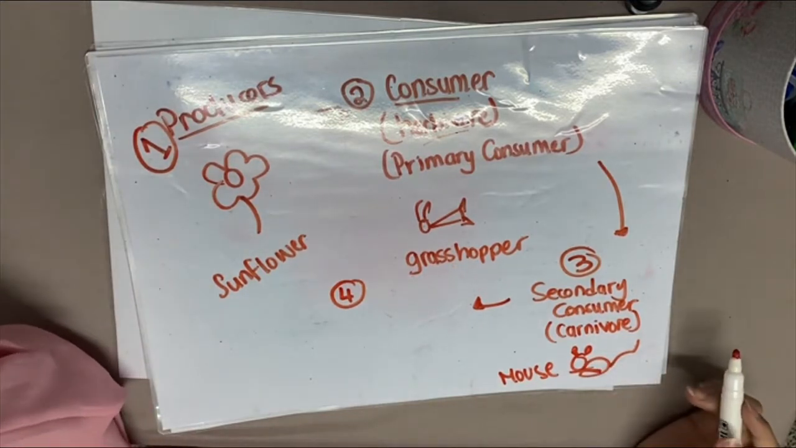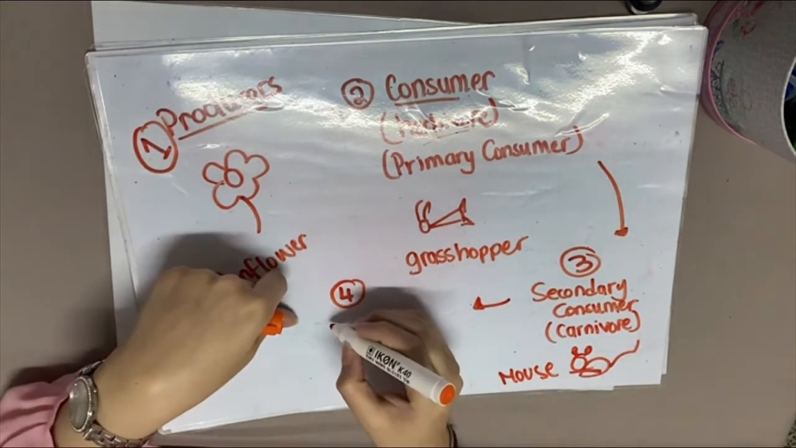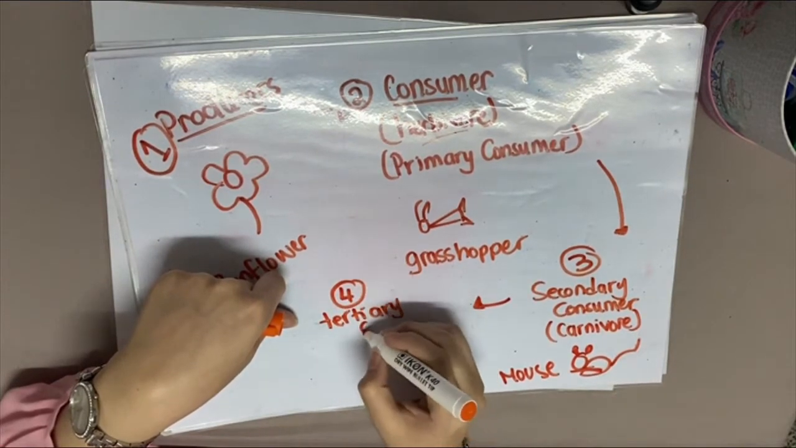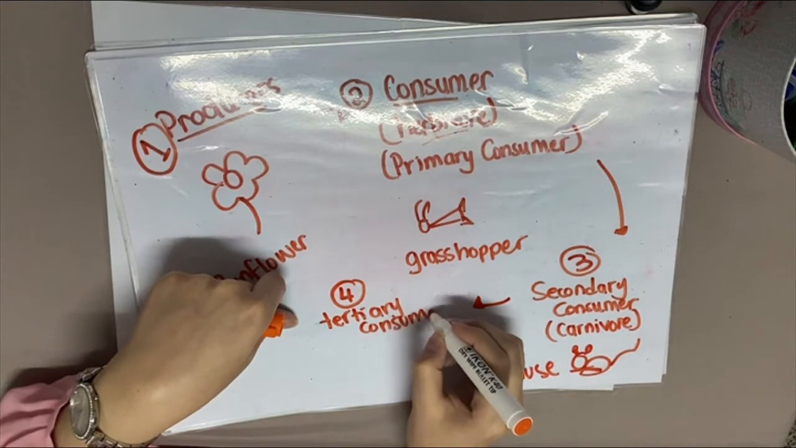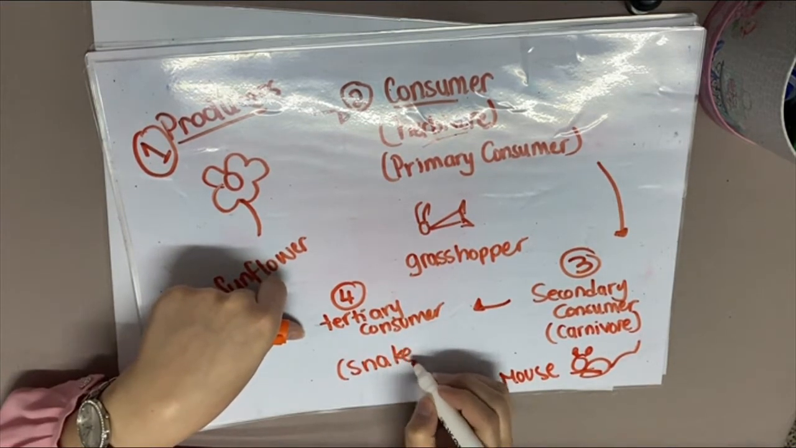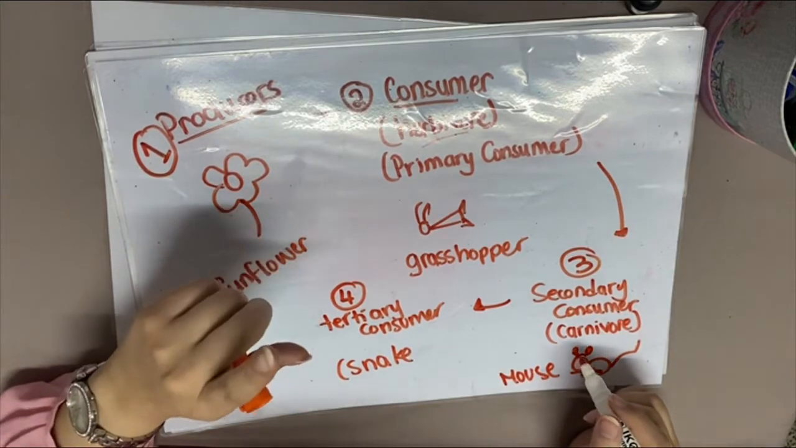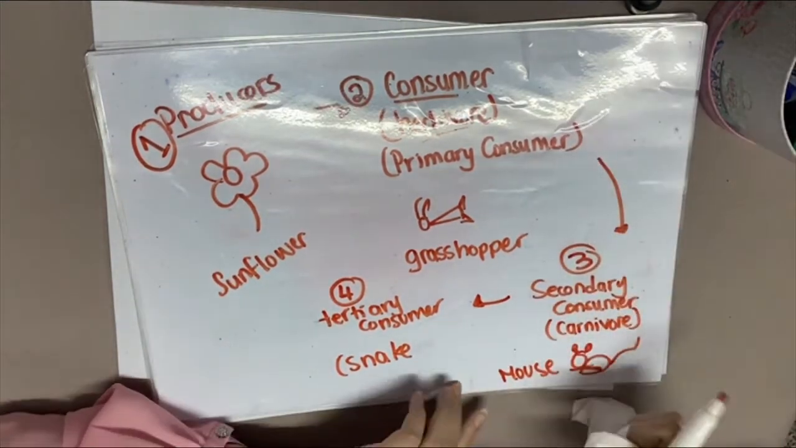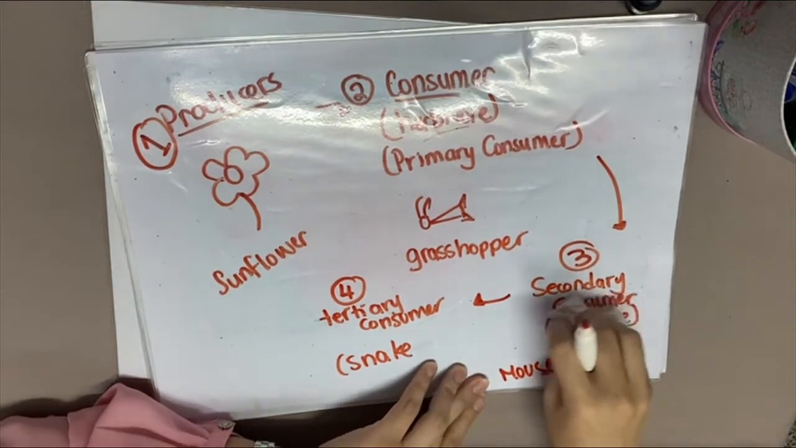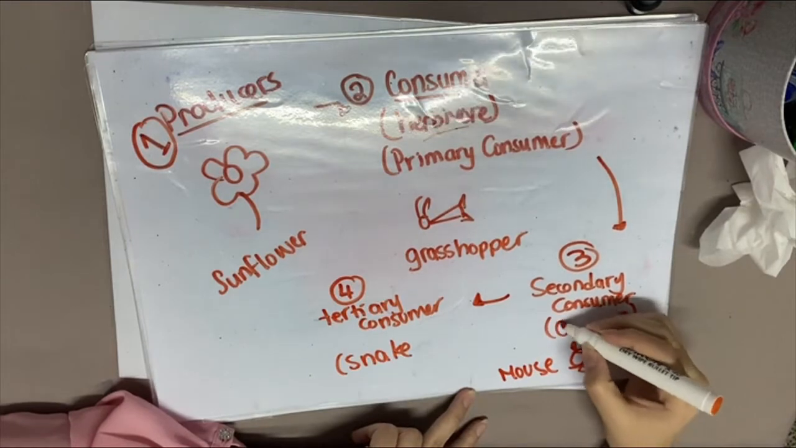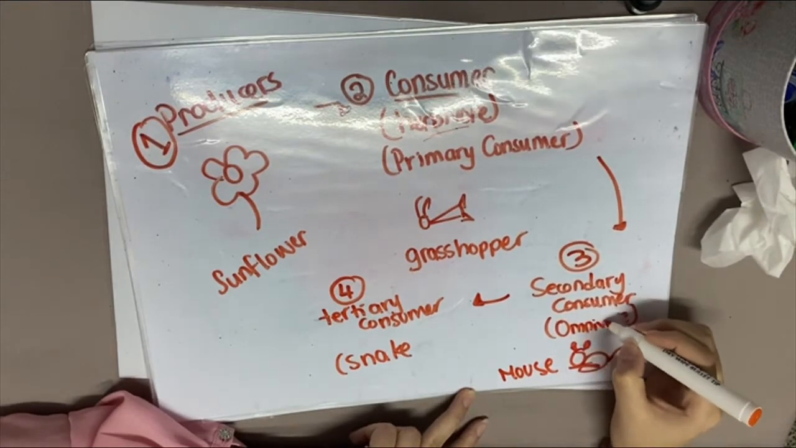So what kind of animal can eat a mouse? Let's say a snake, for example. Actually, let's keep a mouse as an omnivore because it eats both. It can eat insects and it can eat plants. So a mouse is an omnivore. Sorry for this mistake.